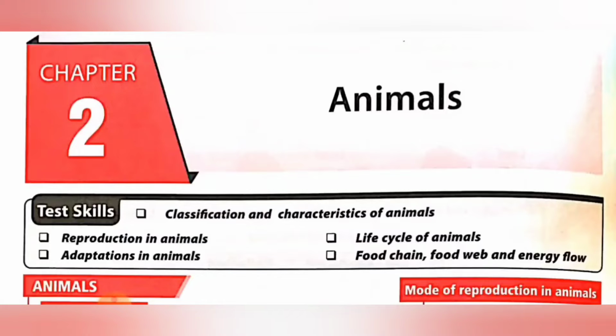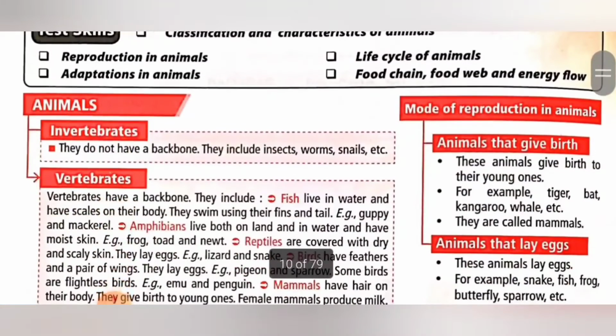So here the topics covered are classification and characteristics of animals, reproduction in animals, adaptation in animals, life cycle of animals, food chain, food web and energy flow. Come, let's see the practice questions.